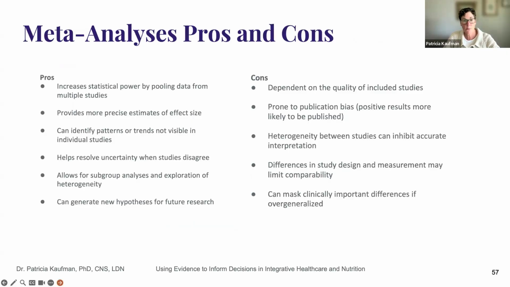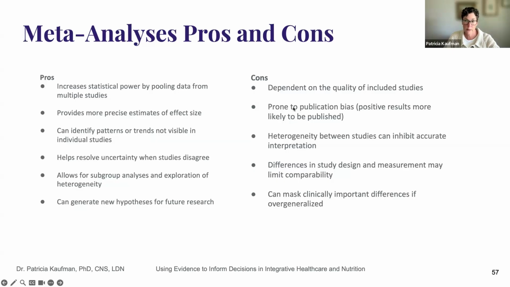The meta-analysis pros and cons: it increases statistical power by pooling the data from multiple studies like we just showed. It provides a more precise estimate of effect size. It can identify patterns, it helps resolve uncertainty when studies disagree. It allows for subgroup analysis, and it can generate new hypotheses as well for future studies. Again, it's dependent on the quality of the included studies, and prone to publication bias.